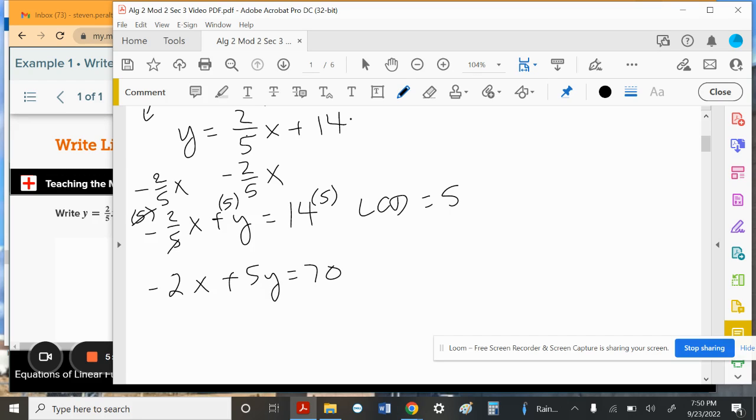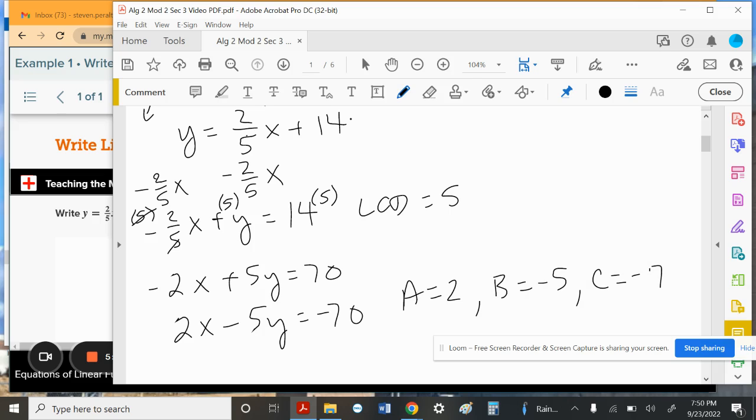Can't have a negative there for the answers based on this book. However, like I said, I will accept on a test an answer of -2, but for the book, I want to make sure that you get the right answer when you're typing it in. So we have 2x, so what we do is we change the sign of all of them. So that means a equals 2, b equals -5, and c equals -70.